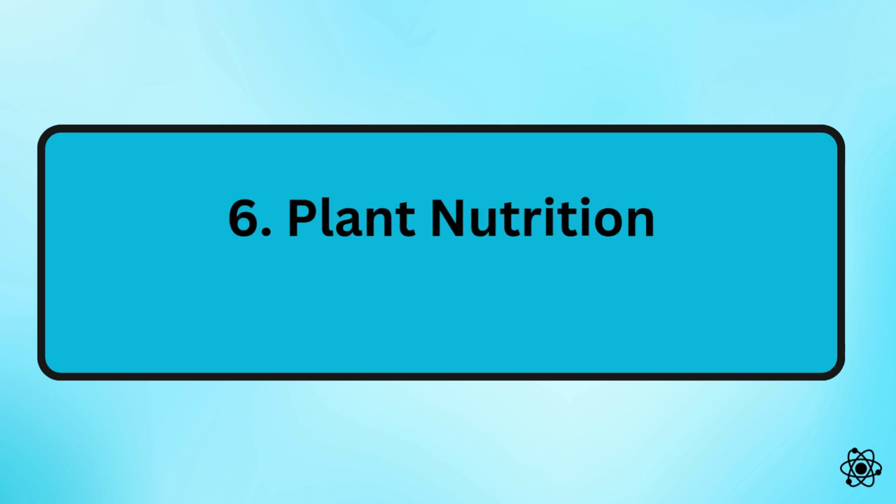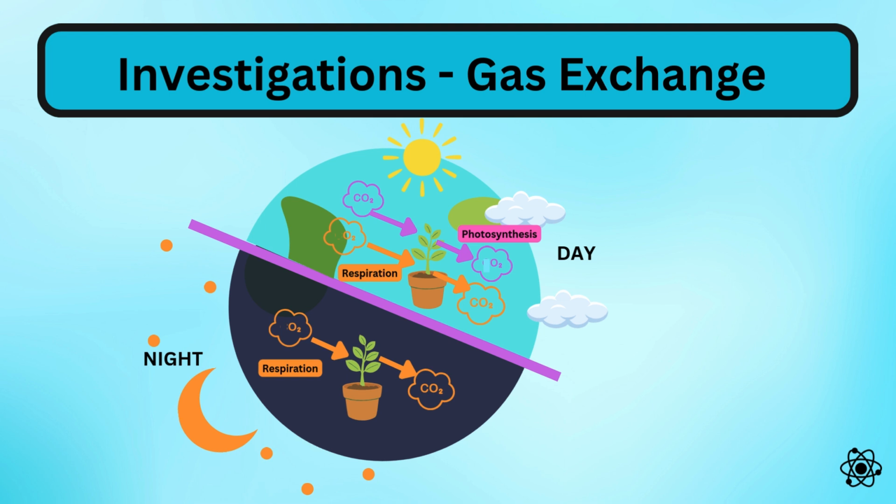This video summarizes part 3 of topic 6, plant nutrition. This is the final video of this chapter. Please do refer to the playlist for the previous two parts. Let's observe the effect of light and dark conditions on gas exchange in a plant.